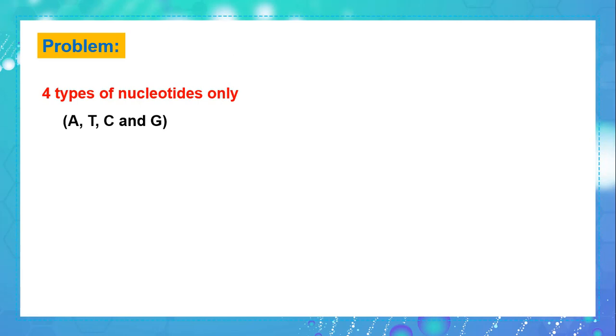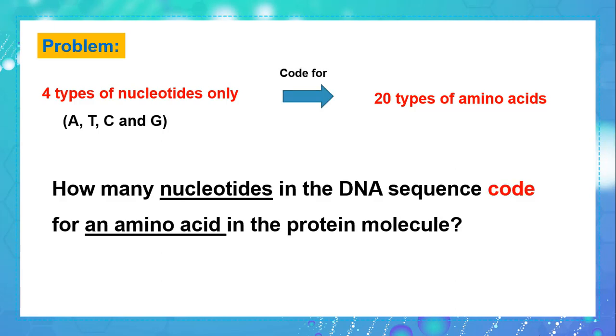In fact, we have only 4 types of nucleotides: A, T, C, and G. And we have 20 types of amino acids. So we wonder about the number of nucleotides in the DNA sequence that code for one amino acid. Then we can pose the following problem. How many nucleotides in the DNA sequence code for an amino acid in the protein molecule? To answer this problem, we can pose different hypotheses.